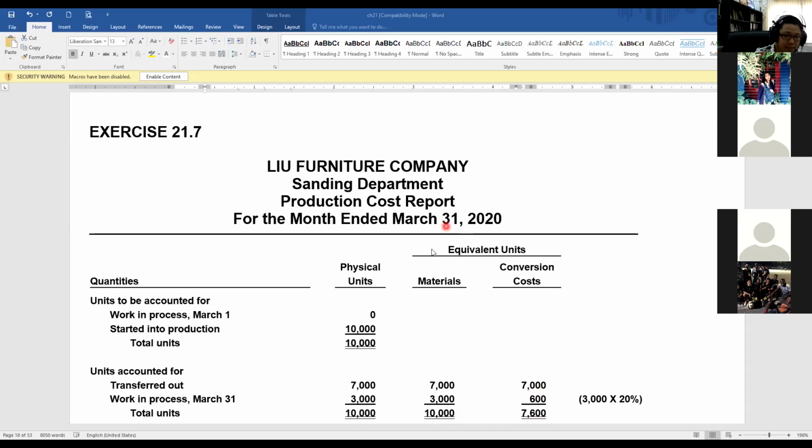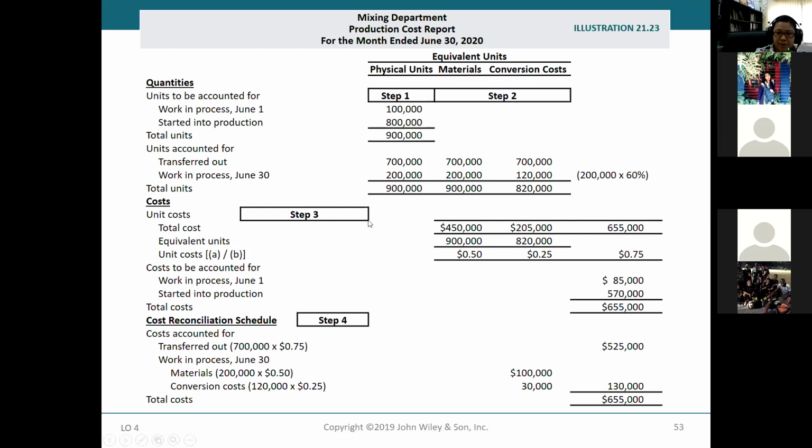This is step number 2. Is there any question for step number 2? No, ma'am. Okay, good. Let's continue to step number 3. Do you remember step number 3? Okay, what is step number 3?